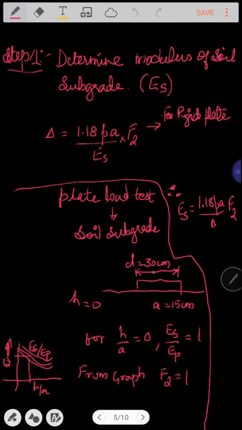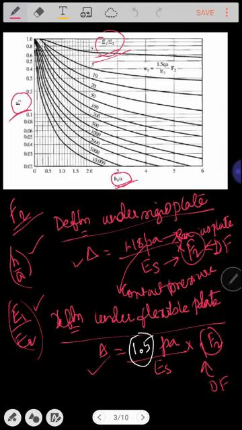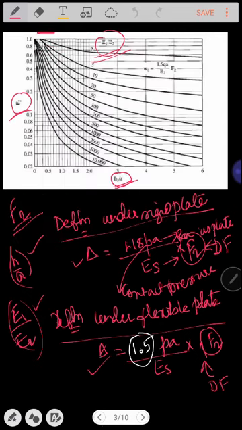So you can see and refer to this graph, when H upon A is equal to 0, obviously it is understood that E1 upon E2 is equal to also how much? E1 upon E2 is equal to 0. Okay, sorry, E1 upon E2 is not equal to 0, E1 upon E2 is equal to 1. E1 upon E2 is equal to 1.